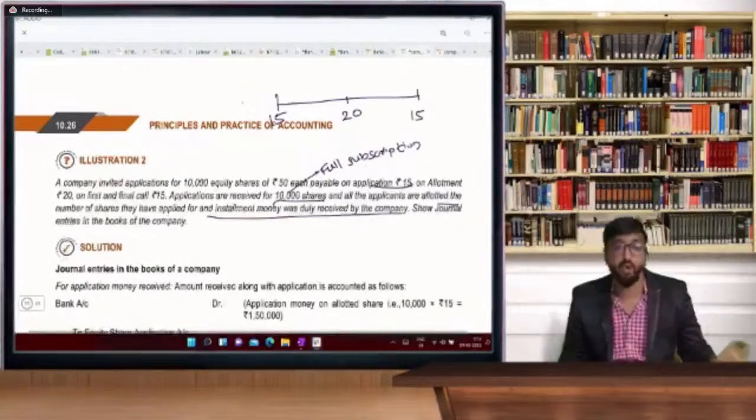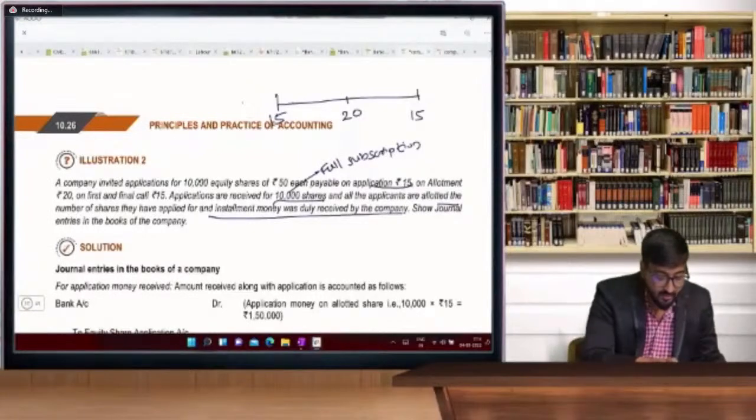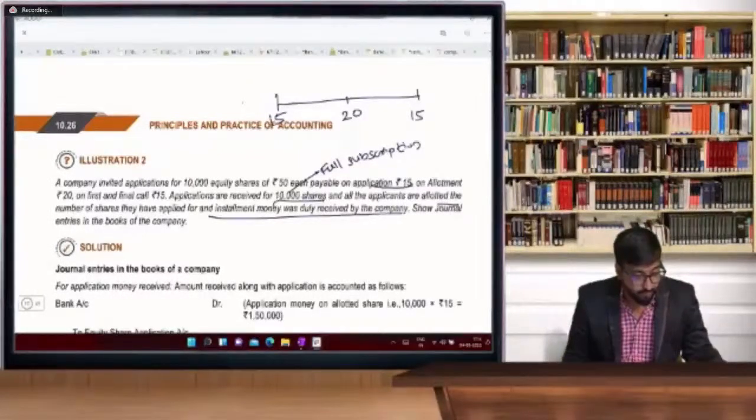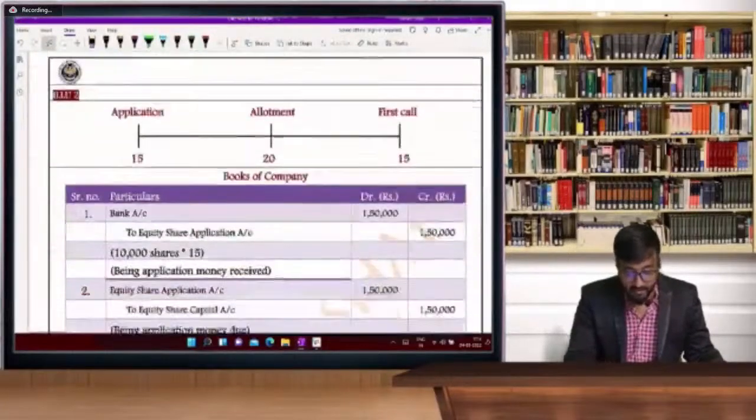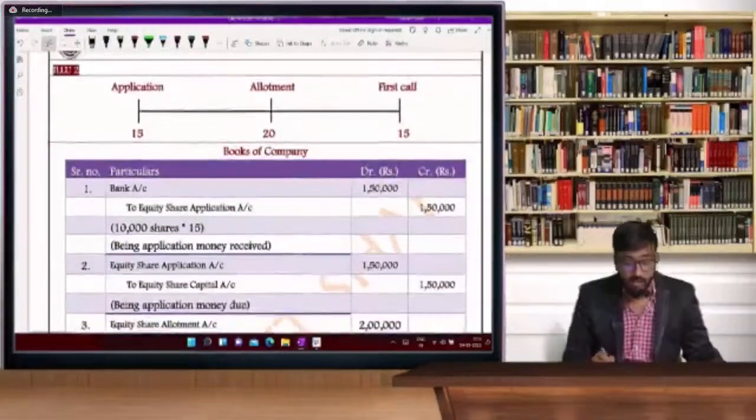Show journal entries. Always think for one share. So bank account debit to equity share application. It's a very simple question. Beta, this problem might be asked in the exam. This is our illustration number 1, but illustration number 2 is very easy, beta. So always think for one share.